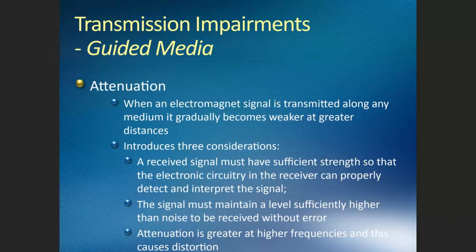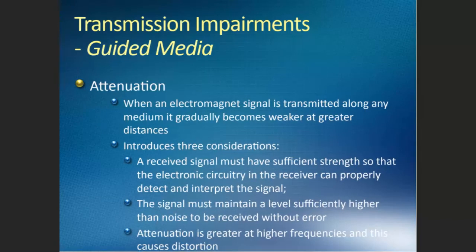The signal must maintain a level sufficiently higher than the noise to be received without error, of course. Attenuation is greater at higher frequencies, and this causes distortion, of course. When you have higher frequency, you will lose power faster. Why? It consumes more energy, because it is going up and down, like jumping, up and up and up. So it will lose energy fast, so it needs more power.